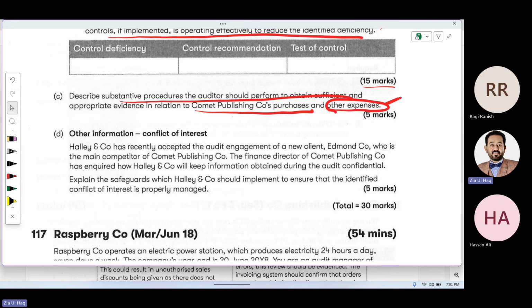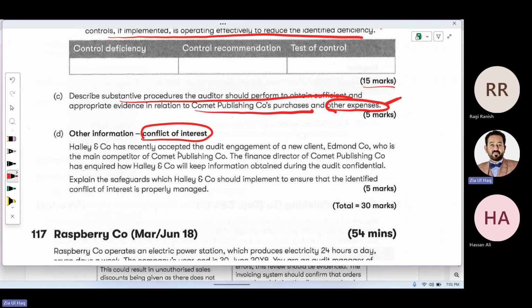Other information, conflict of interest. Here we have studied this term conflict of interest in ethics, in self-interest threat. Due to conflict of interest, a self-interest threat will arise.